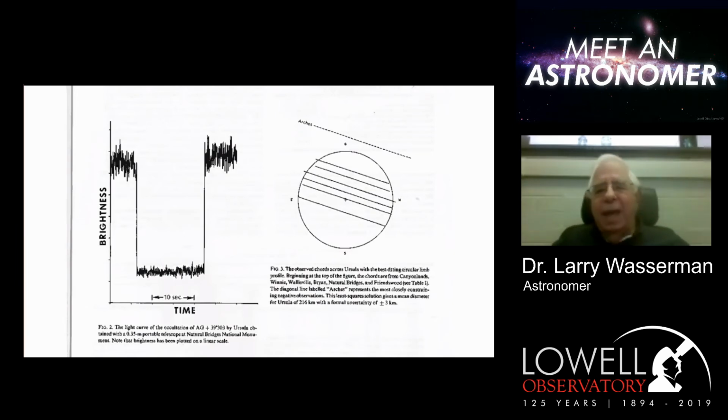Once we have these points that define the endpoints of those lines, we can fit a circle to them mathematically, and that's the size of the object. And mathematically, we get a size for Ursula, diameter, down at the bottom, of 216 kilometers with a formal uncertainty of 3 kilometers. So we've got about a 1% error in the radius. That's pretty good for an object you can't see in the telescope. 216 kilometers is about 120 miles, just for those who think in miles.